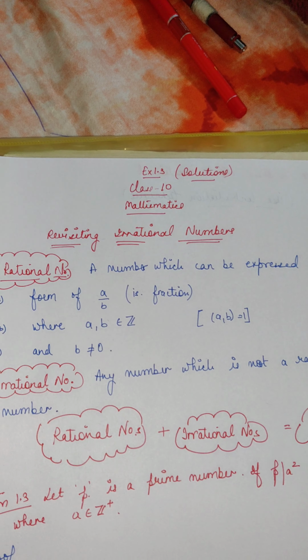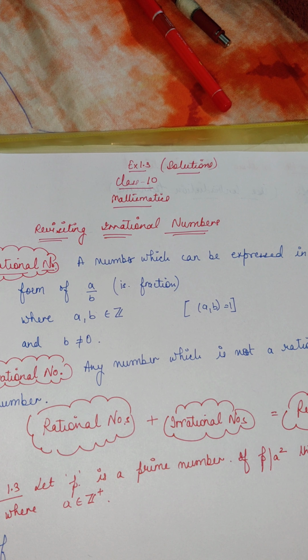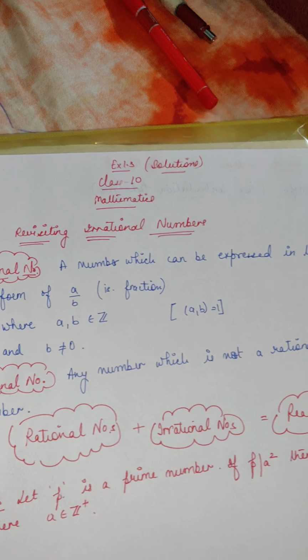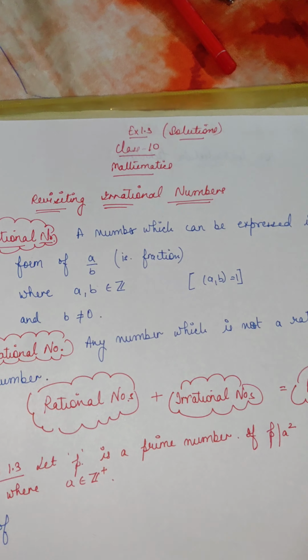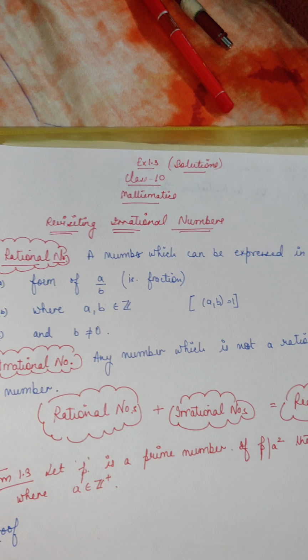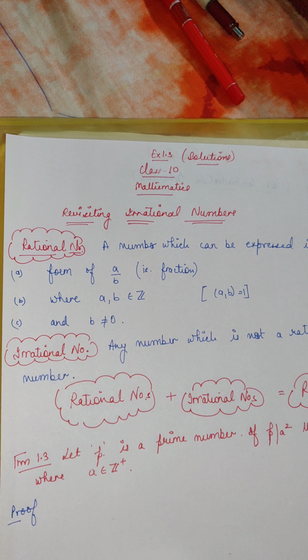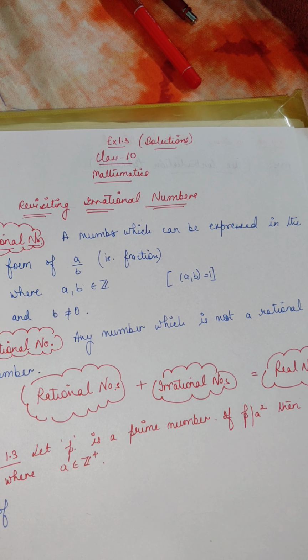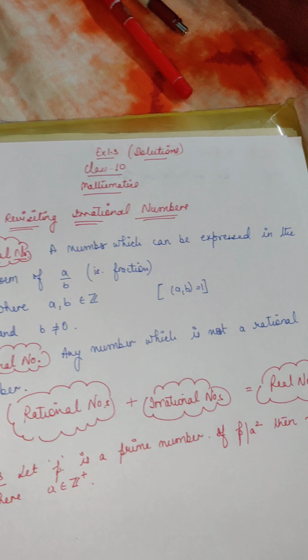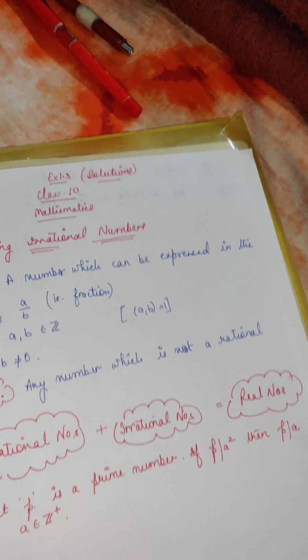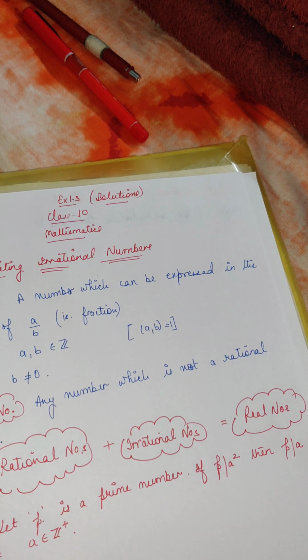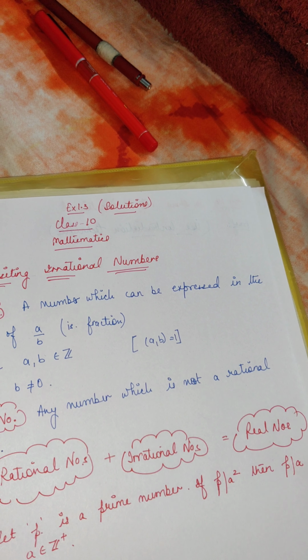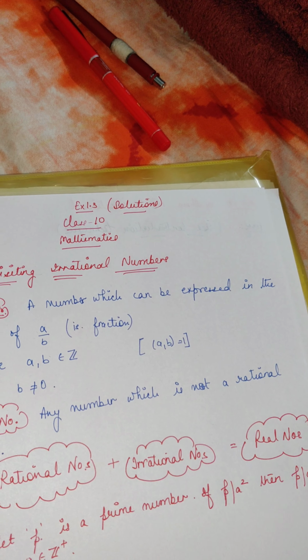Hello everyone. Today we are going to discuss the solutions of exercise 1.3 of your class 10th mathematics. The subtopic for this is revisiting irrational numbers. Revisiting means we have already done irrational numbers in your 9th class. So you can see my video on the number system and you'll get to know all the definitions related to the terms, the numbers used in this section.